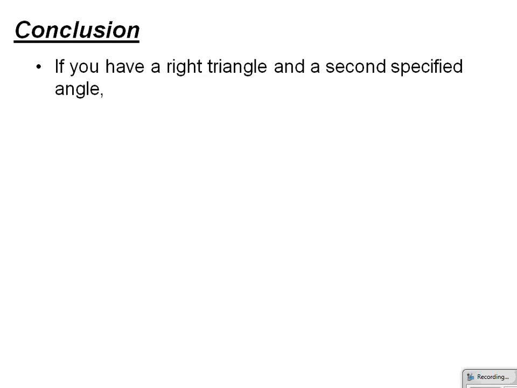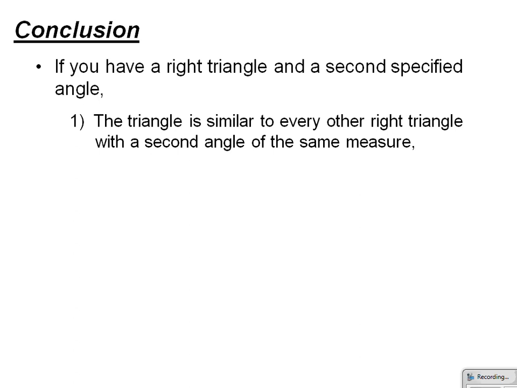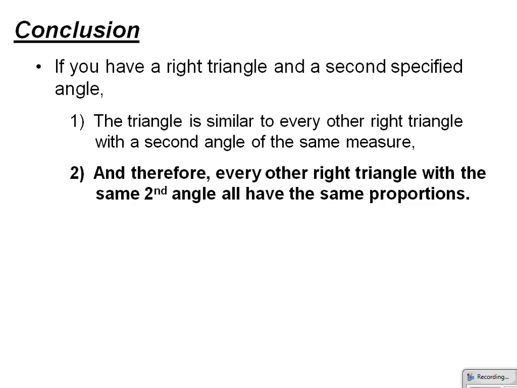Now that leads us to a very important conclusion. If you're given one right triangle and a second specified angle, so two angles total in that triangle, then you can conclude, first, that the triangle is similar to every other right triangle, larger or smaller, that has a second angle of the same measure. Just like in the previous slide where we had two triangles, one smaller, one larger, but they both had two congruent angles. And therefore, number two, every other right triangle with the same second angle must all have the same proportions. Since all similar triangles are proportional, anytime you have a right triangle with a second angle that's also congruent, it has to be proportional to every other similar triangle with the same second specified angle.